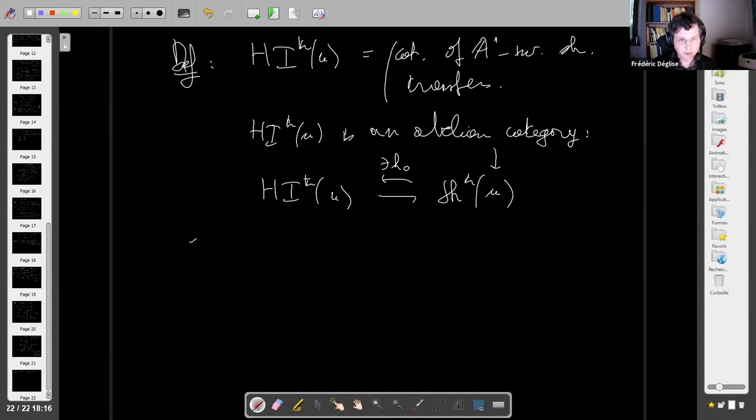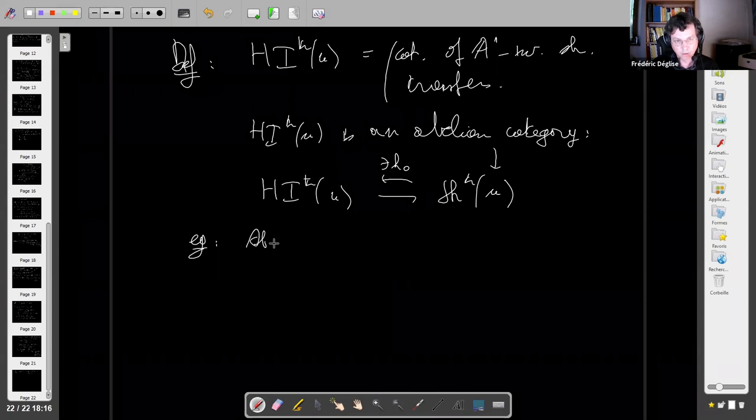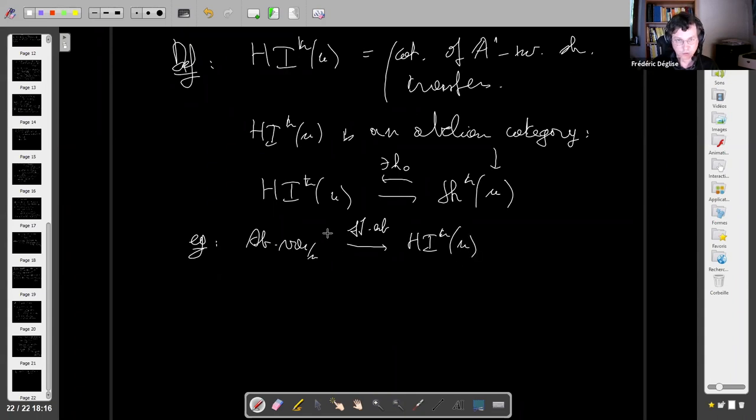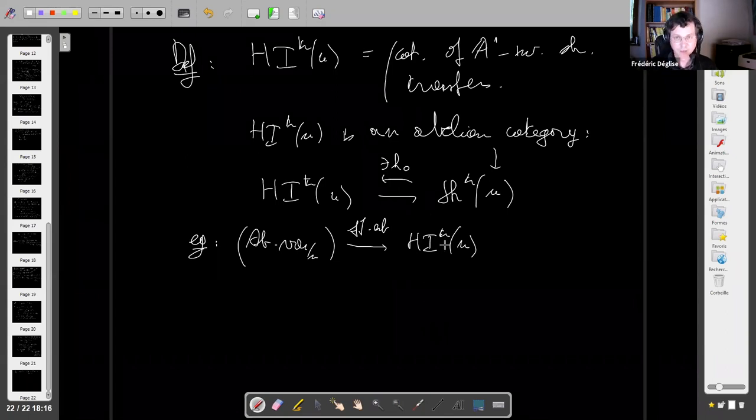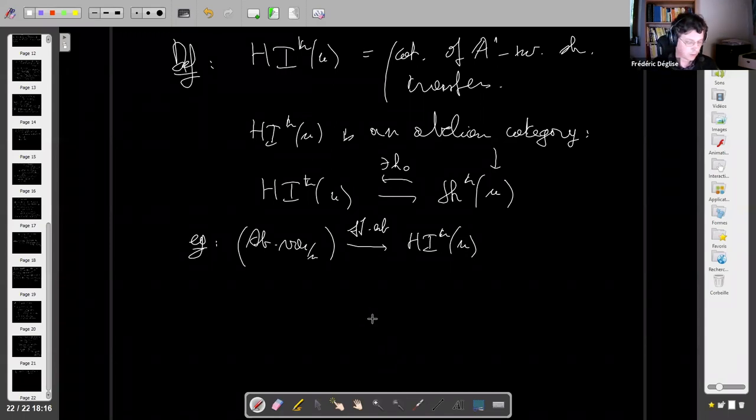And as I said, maybe the more interesting thing that you have is that if you take abelian varieties over K, there is a fully faithful embedding into this category of homotopy invariant sheaves with transfers. So maybe you could think that this category HIT(K) is of motivic origin, because abelian varieties are the first example of motives. H0 is, yes, the left adjoint to the inclusion.